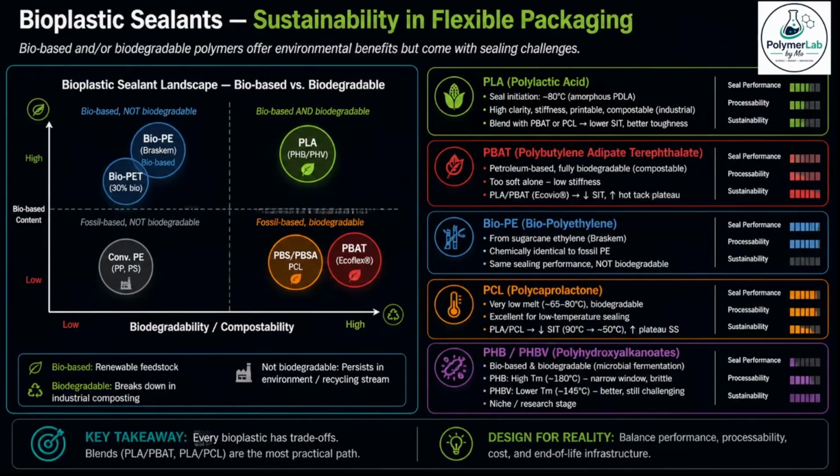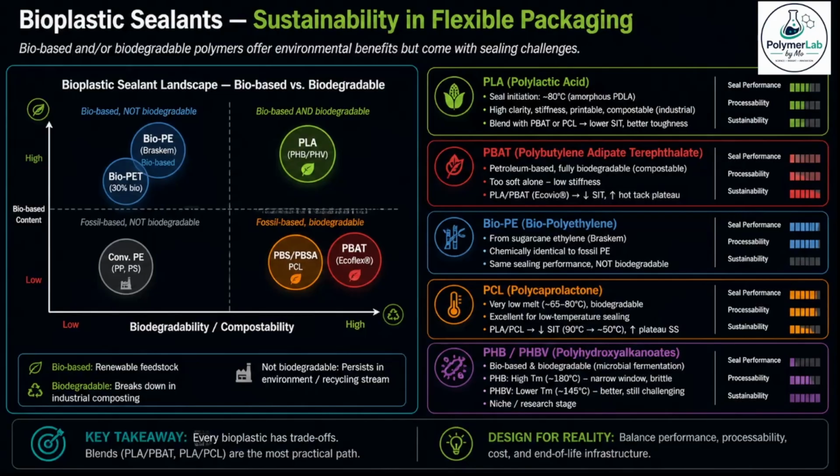The landscape of bioplastics is more complex than it first appears. Bio-based doesn't mean biodegradable, and biodegradable doesn't mean bio-based. Biopolyethylene from Braskem, made from sugarcane ethanol, is chemically identical to fossil polyethylene and has identical sealing properties. It is not biodegradable. Bio-PET has 30% bio-based content from sugarcane-derived ethylene glycol, but the terephthalic acid is still petroleum-based, and it is not biodegradable.